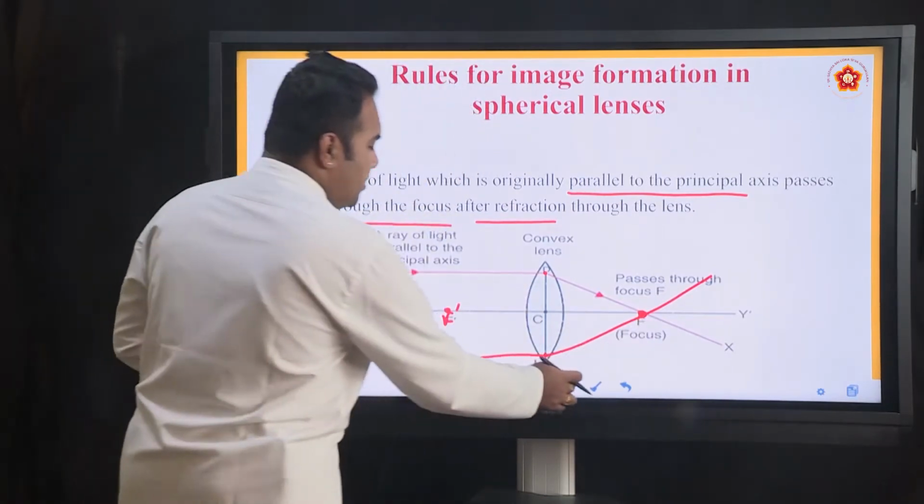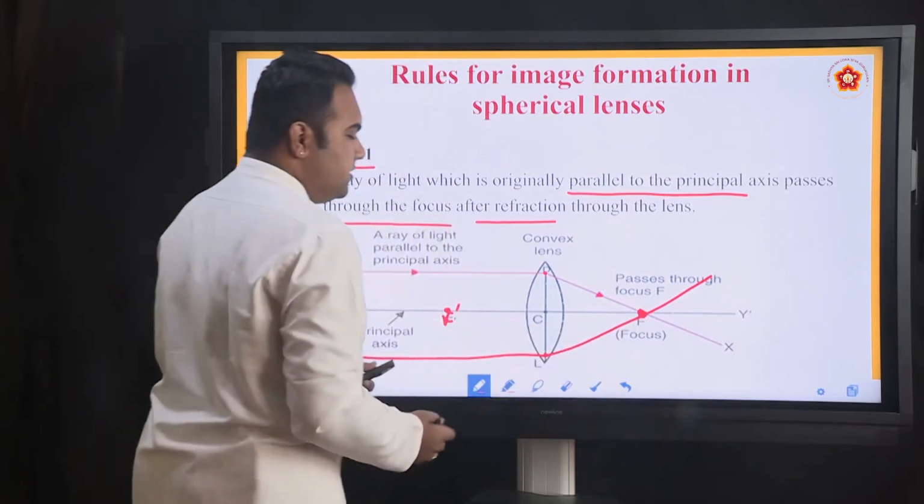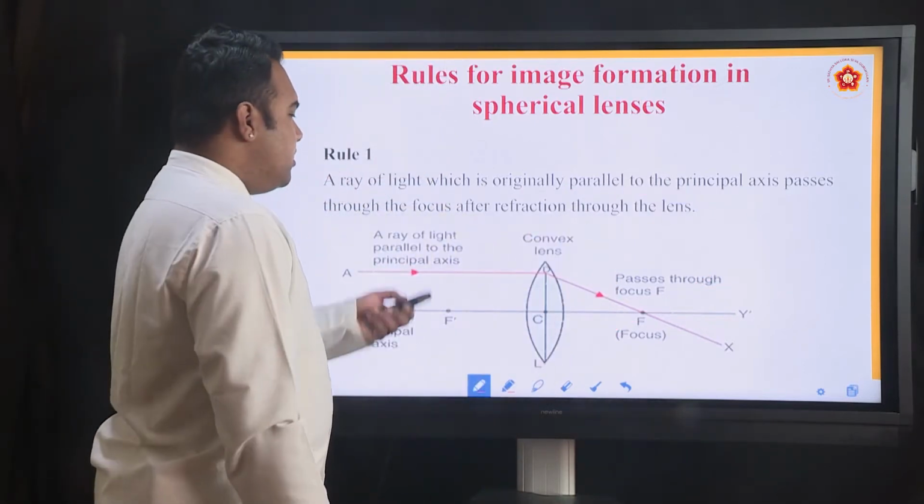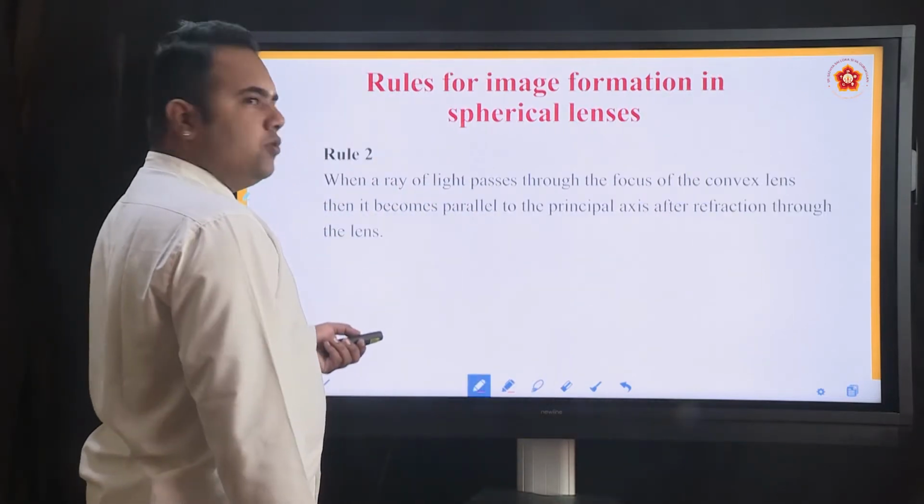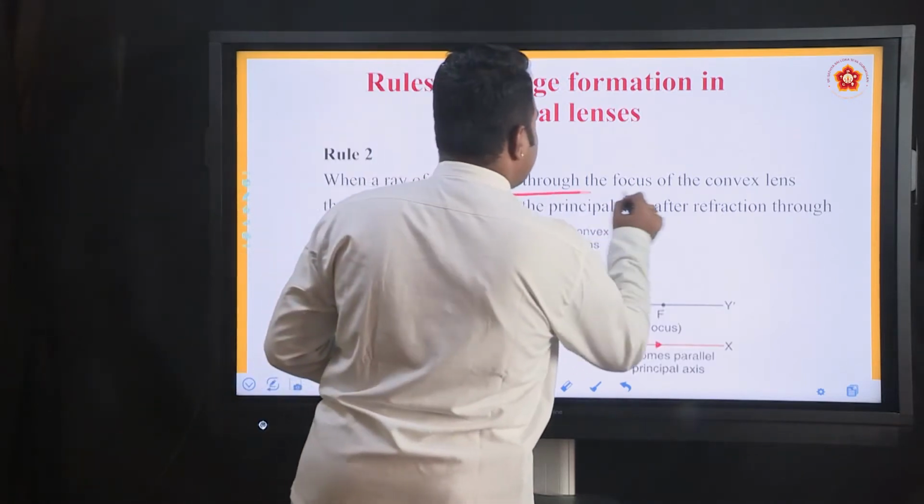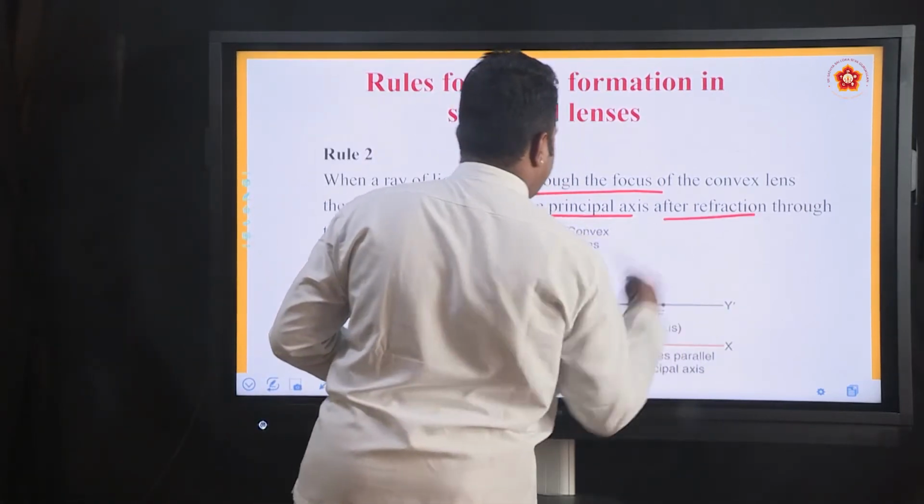In either case you should be able to remember that these rays of light always meet, converge, at this particular point, which will be defined as the focal point or the principal focus. Rule 2, this is the converse rule. What happens? A ray of light passes through the focus, it becomes parallel to the principal axis after refraction.